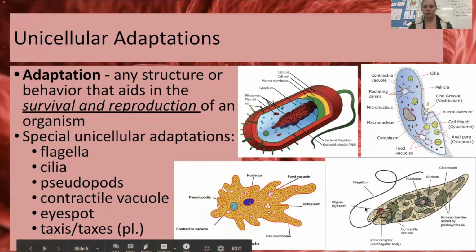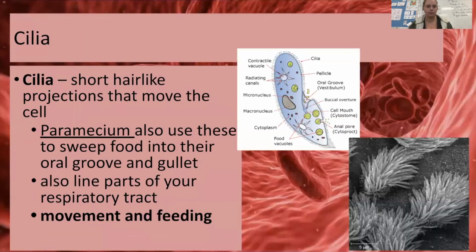Eye spots, which do exactly what they sound like they do. They're this little spot that helps an organism to detect light. Now, they can't see in detail, but we'll get more into that in a minute. And then we have taxis, and taxis is the plural of this word. A taxis is a behavior that an organism has that's going to help it to survive in its environment.